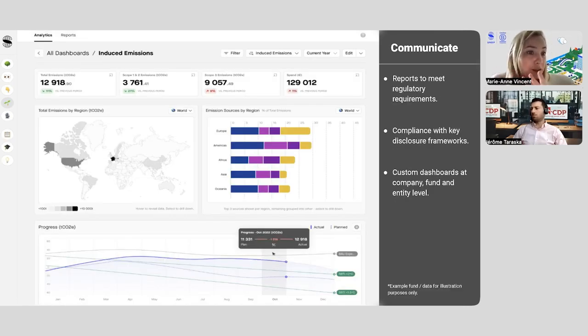The last part, of course, is to communicate. So we've got regulatory templates, but it's also important to be able to communicate internally for your own climate strategy, but also we can design some dashboards per portfolio company so that you can help them to identify the hotspots and reduction levers.